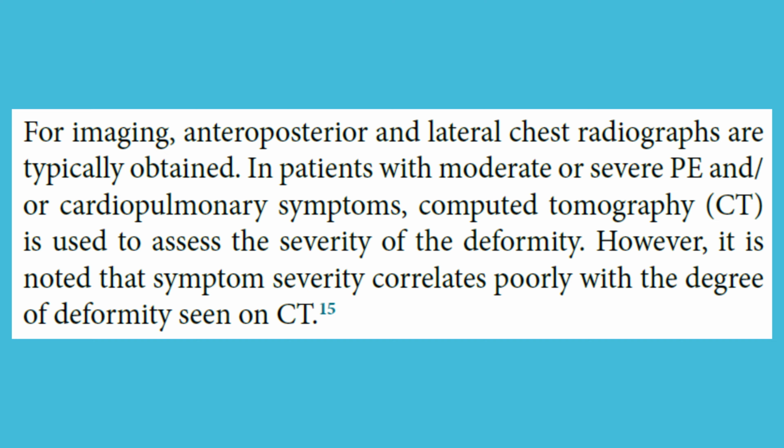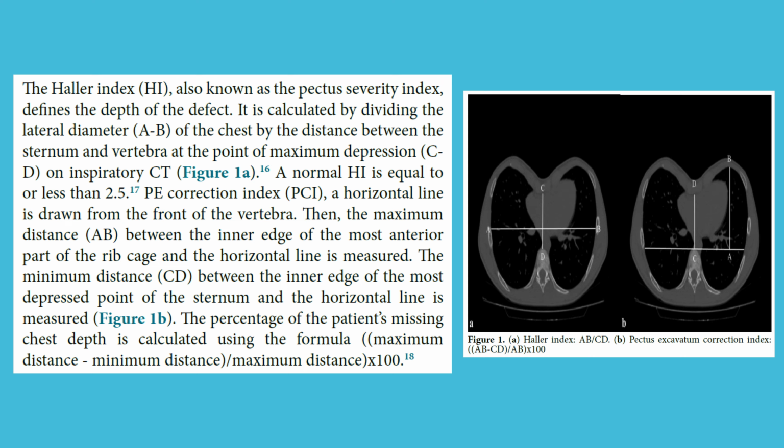In patients with moderate or severe PE and/or cardiopulmonary symptoms, computed tomography (CT) is used to assess the severity of the deformity. However, it is noted that symptom severity correlates poorly with the degree of deformity seen on CT. The Haller Index, HI, also known as the Pectus Severity Index, defines the depth of the defect. It is calculated by dividing the lateral diameter AB of the chest by the distance between the sternum and vertebra at the point of maximum depression CD. On inspiration, a normal HI is equal to or less than 2.5.